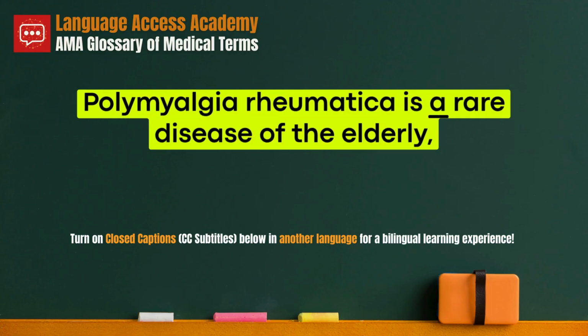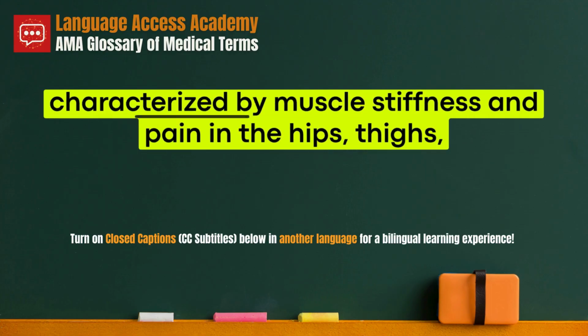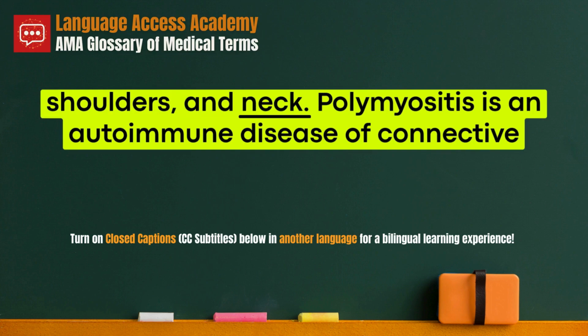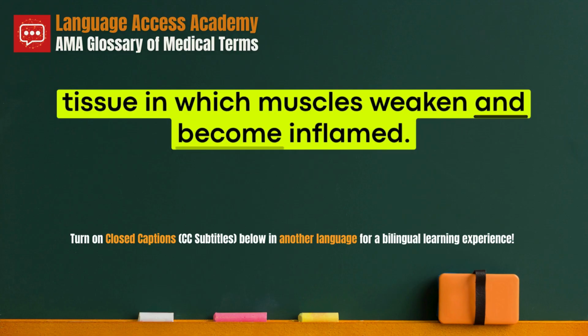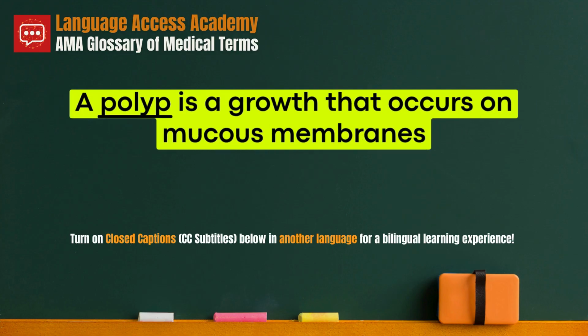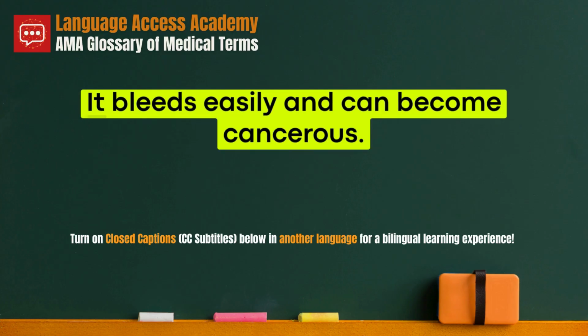Polymyalgia rheumatica is a rare disease of the elderly, characterized by muscle stiffness and pain in the hips, thighs, shoulders, and neck. Polymyositis is an autoimmune disease of connective tissue in which muscles weaken and become inflamed. A polyp is a growth that occurs on mucous membranes such as those in the nose and intestine. It bleeds easily and can become cancerous.